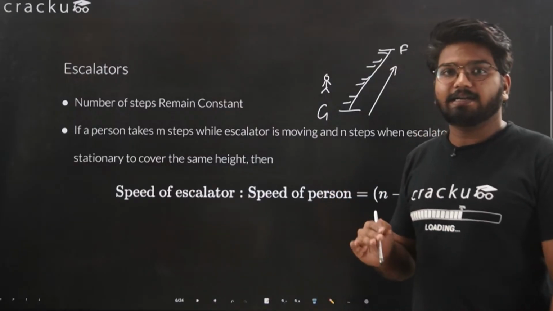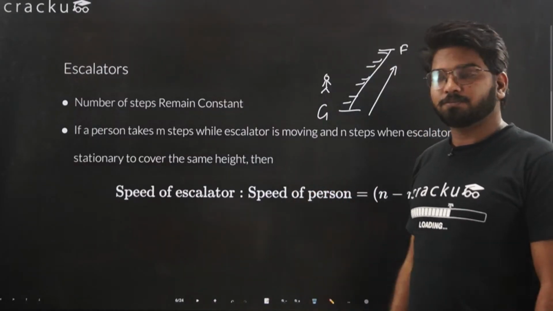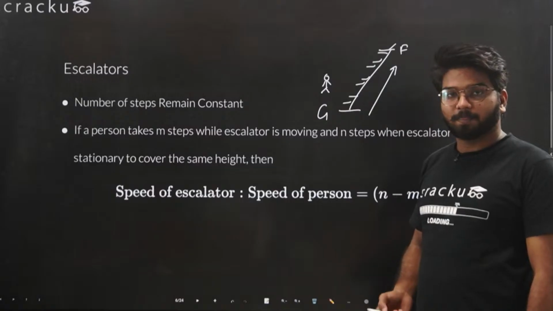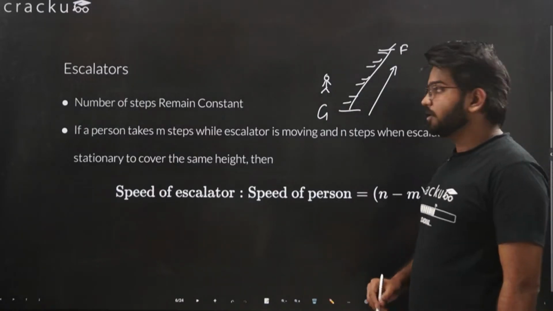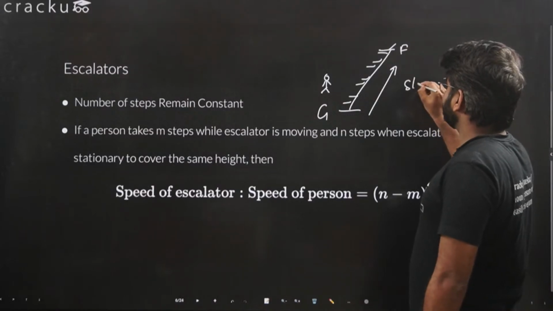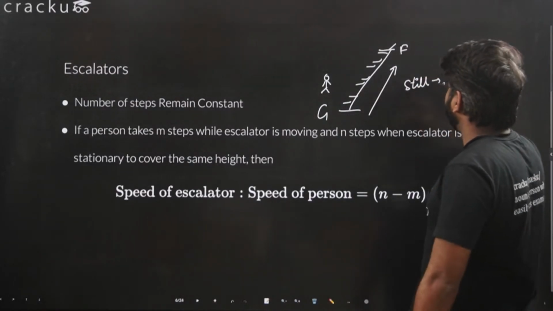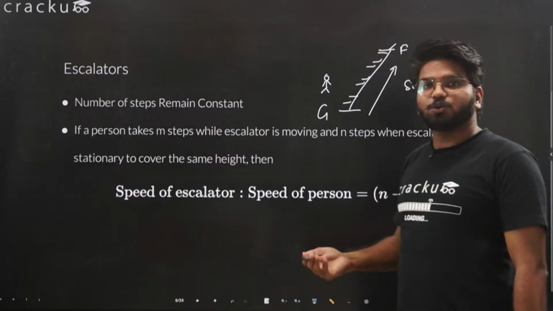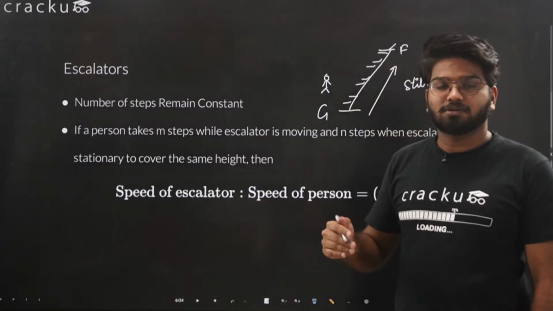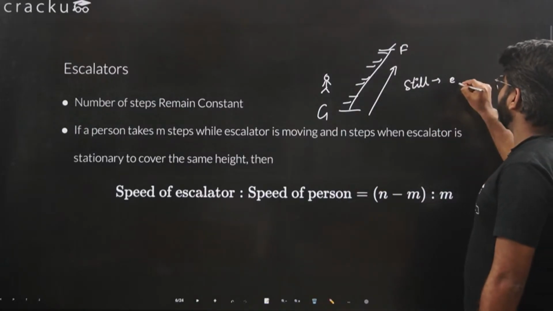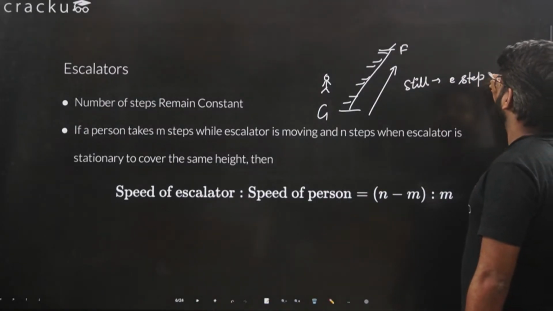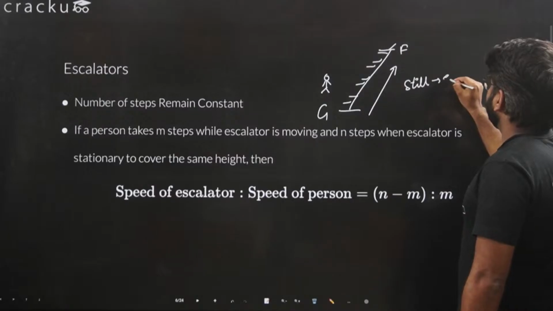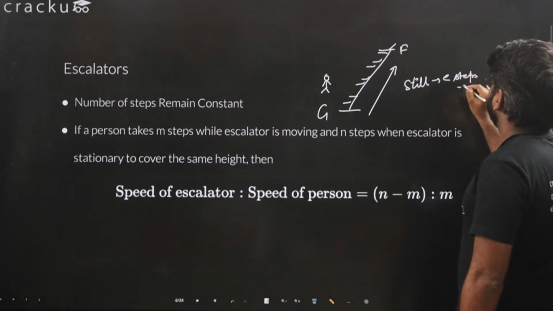The person can either just stand or he can also move upwards. Now if the person is only standing, then he will reach the top at what speed? At that time only the escalator is moving. So if the person is still, then he will reach the top at the speed of the escalator. Let's say the escalator speed is E. In an escalator, there is no meter or anything, there are steps. So let's say the escalator is moving at the rate of E steps per second.